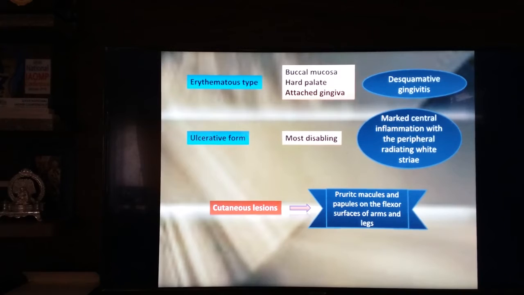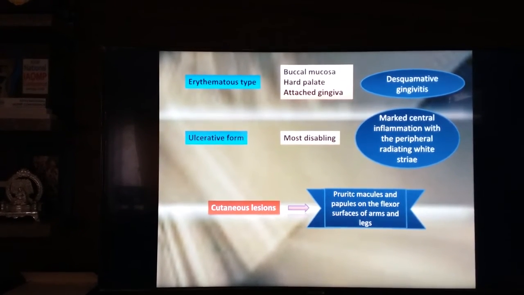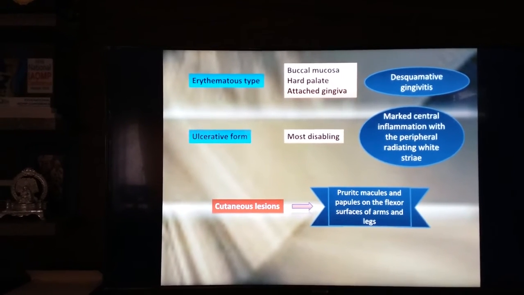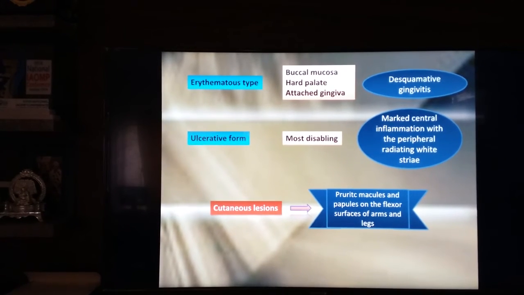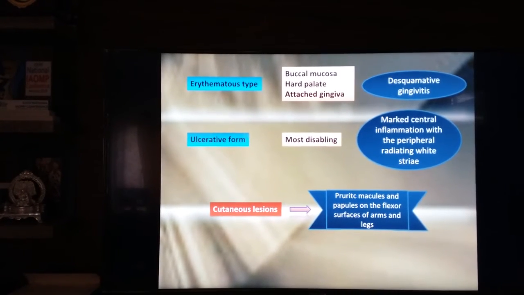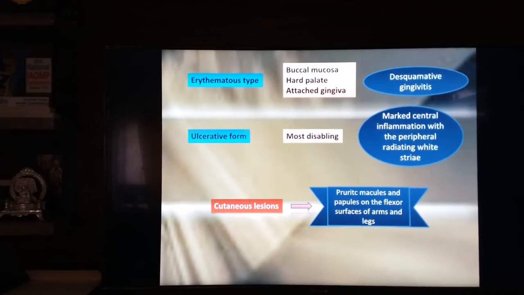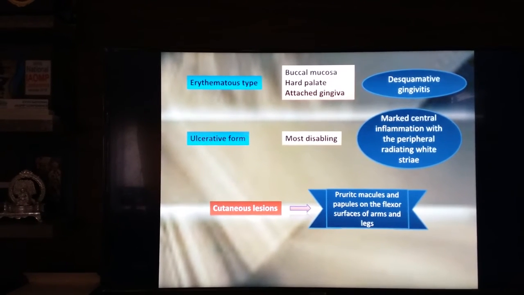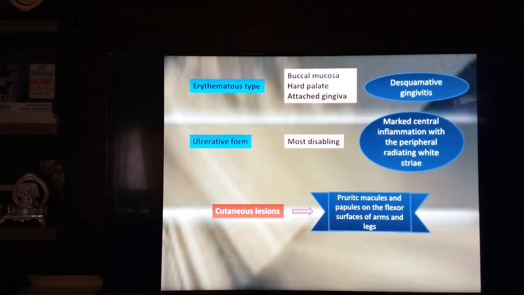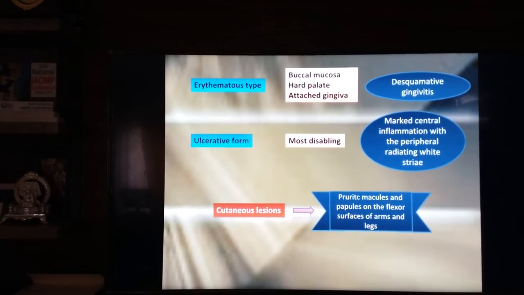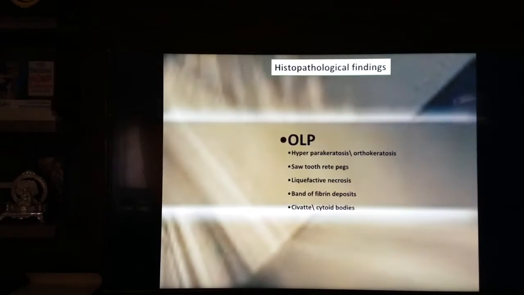And then there is the ulcerative type, which is more disabling, marked with central inflammation and peripheral radiating white striae. Such lesions lead to more pain, discomfort and burning sensation in the mouth when the patient comes to you for treatment. You can even find cutaneous lesions of lichen planus, especially on the arms and extremities, the knees as well as the elbows, in the form of pruritic macules and papules on the flexor surfaces of the arms and legs.